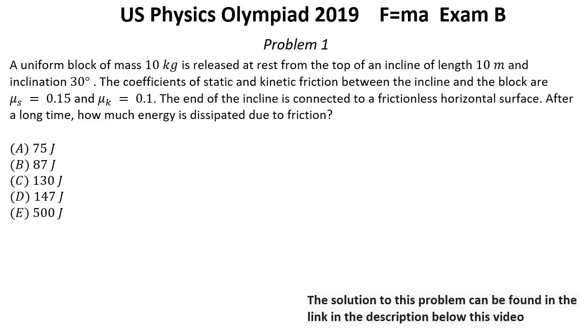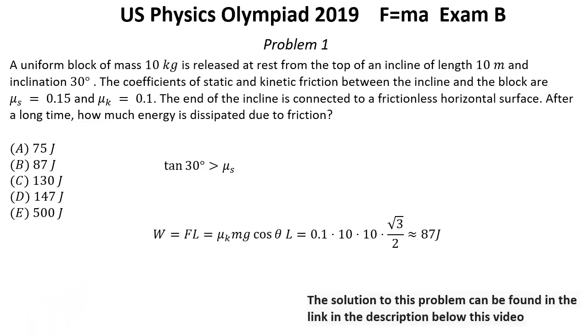Solution for problem number 1. Because the inclination of 30 degrees is greater than the critical angle, meaning tangent 30 degrees is greater than mu static, there will be motion on this incline, and all the energy is dissipated due to friction, because of the work done by the force of friction. And this we can calculate using a regular formula.